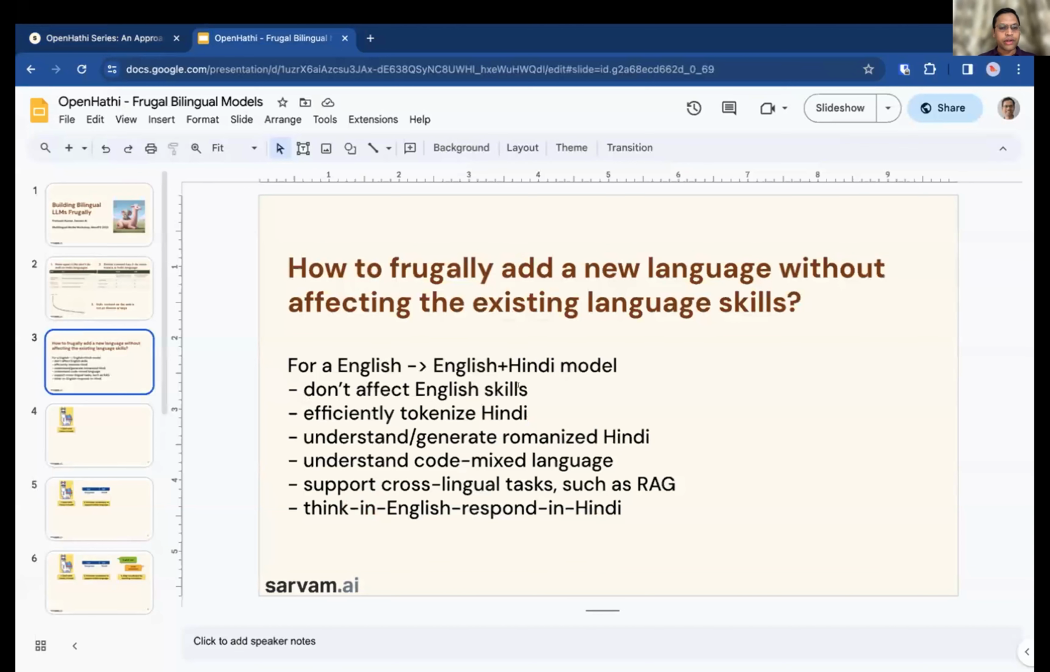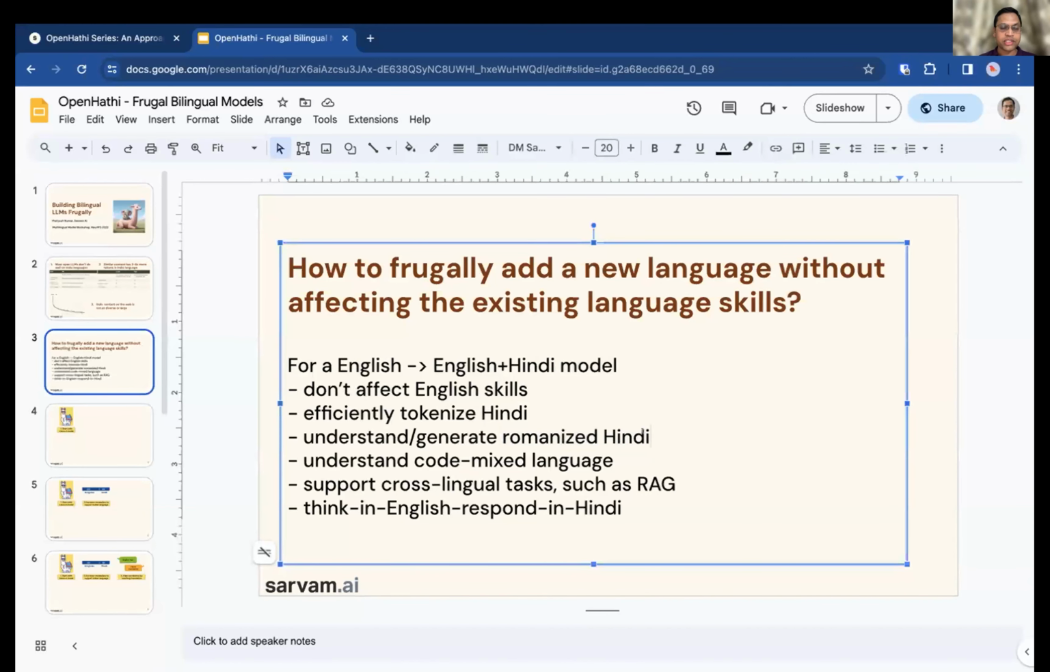And the goals are, of course, don't affect the English skills, don't spoil, don't have the forgetting that Siddhesh was focusing on. Secondly, of course, you want to have an efficient tokenizer for that language. You also need to be able to understand and generate what we are calling Romanized Hindi, because several people in India, especially on mobile phones, type Hindi not with the native script of Devanagari, but on the QWERTY keyboard in a Romanized script, and that is very, very common. So when chatting with friends, when even posting on social media, this is very important.